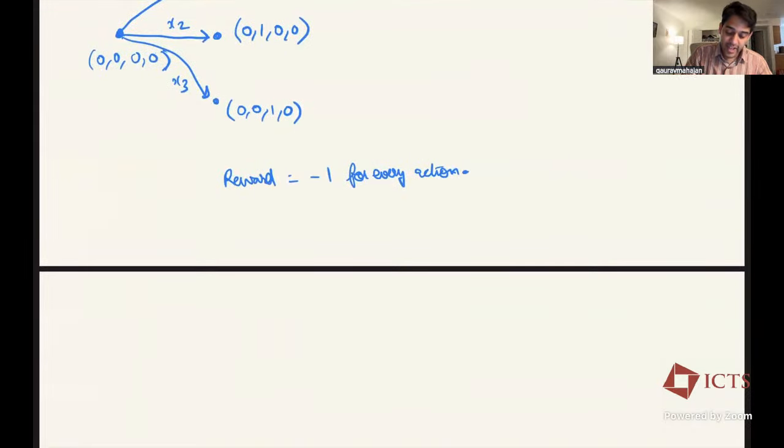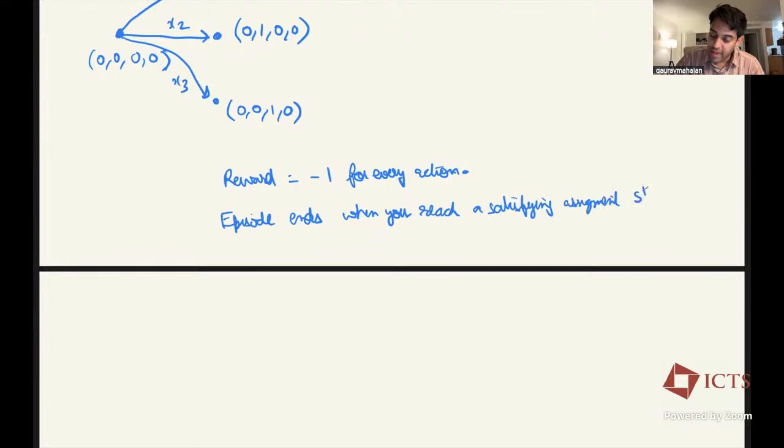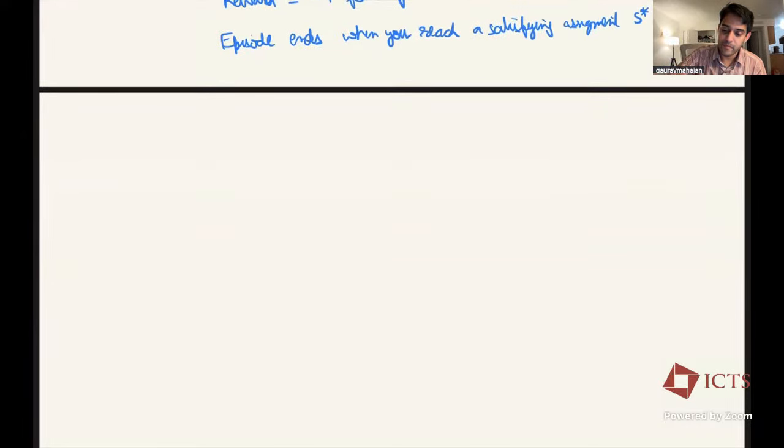Basically the episode ends when you reach a fixed satisfying assignment, some S star. This part doesn't really matter as much. If there is no satisfying solution, then you're always going to get -1. But if there is, then we fix one.